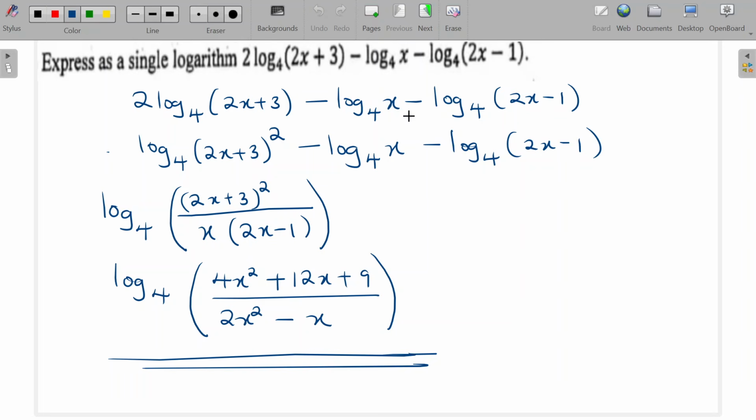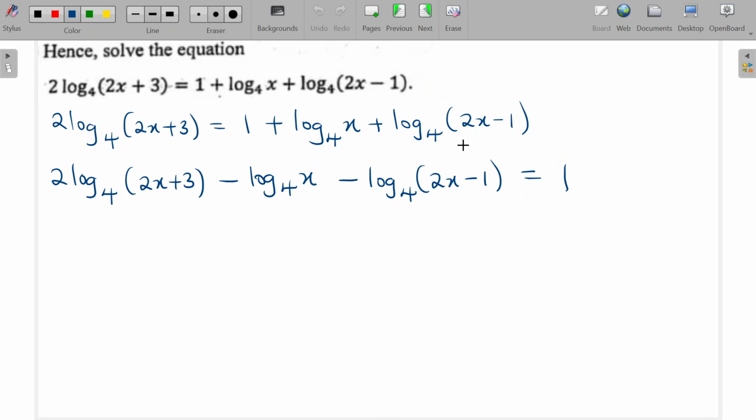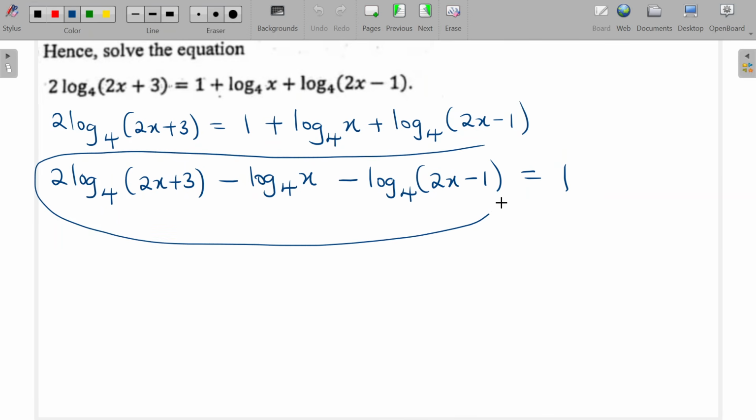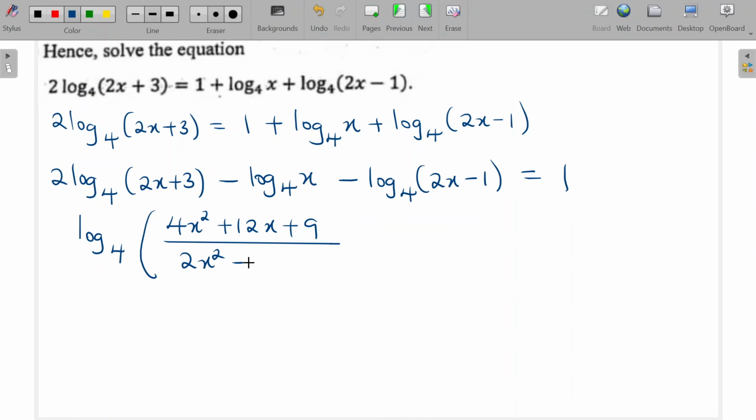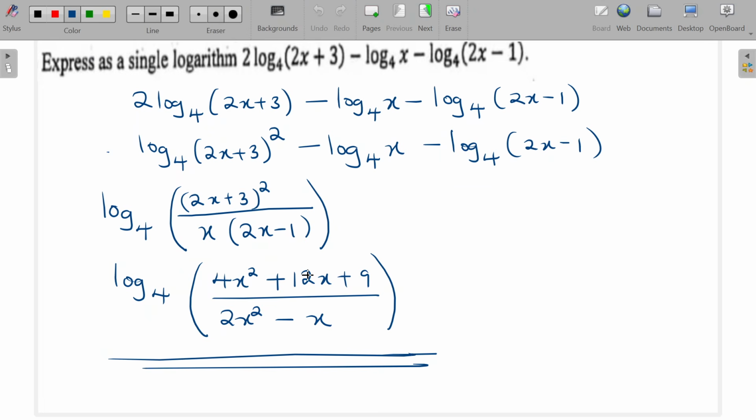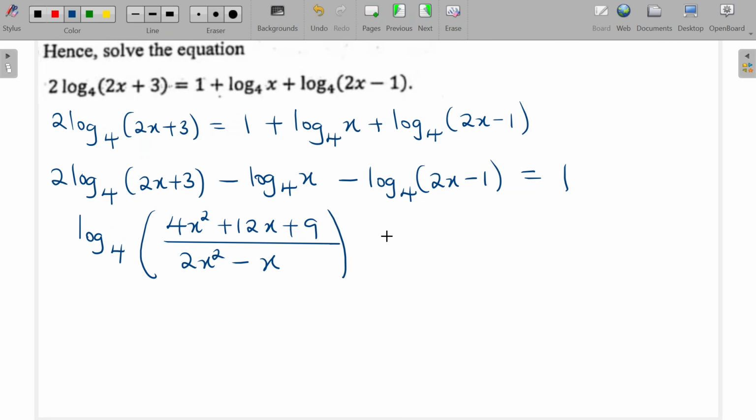And this entire thing can be expressed as a single log by just writing this, which is here. So this entire thing can just be expressed as a single log, and that single log is log base 4 of (4x squared plus 12x plus 9) over (2x squared minus x). That is what we have as a single logarithm, and we are going to equate it to 1.